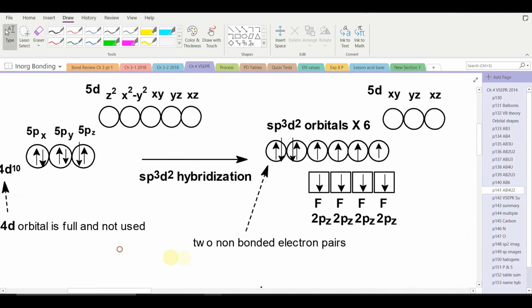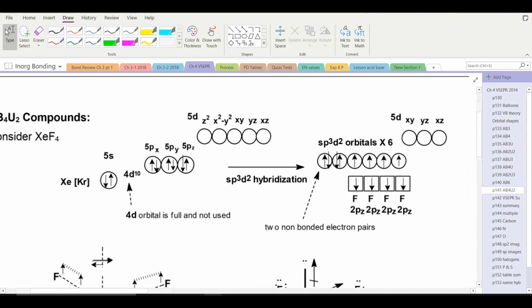Let's look at the structure. 5s2, 5px2, 5py2, 5pz2, full valence shell. We need 6 hybridized orbitals for 6 pairs of electrons. We believe that xenon will hybridize its 5s2, all of its p's, and 2 of its d's to give a grand total of 6 hybridized orbitals. Here they are.